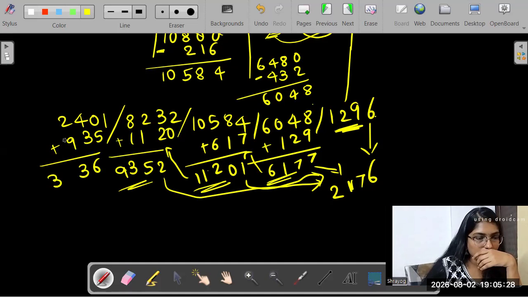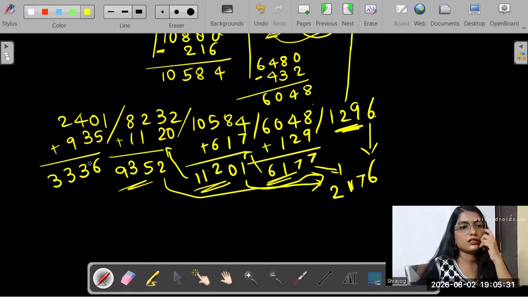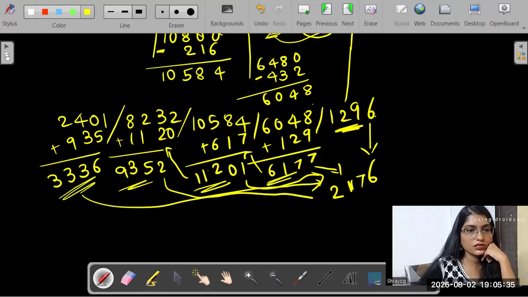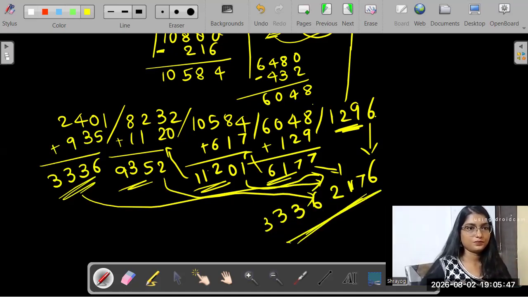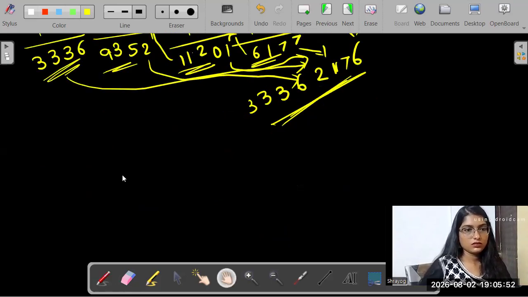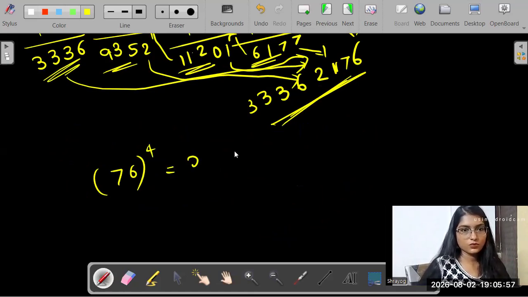And here I get 3, 3, 6. So there is no other block after this. So this 3, 3, 6 will come in my final answer as it is. So this becomes my final answer. Okay. So the fourth power of 76 is 33362 17, that is 3, 3, 3, 6, 2, 1, 7.